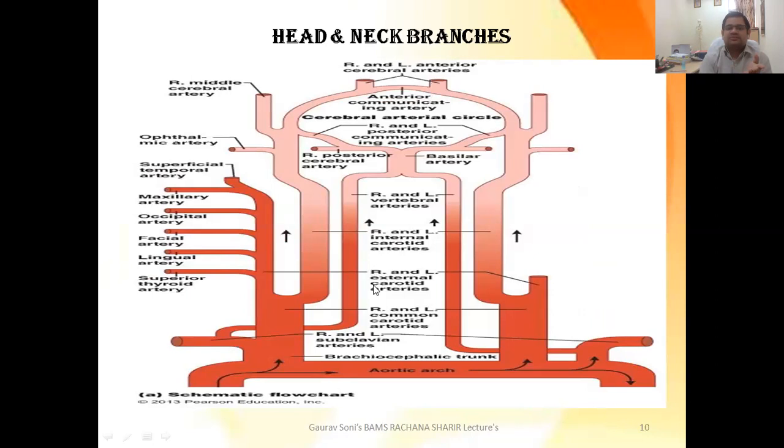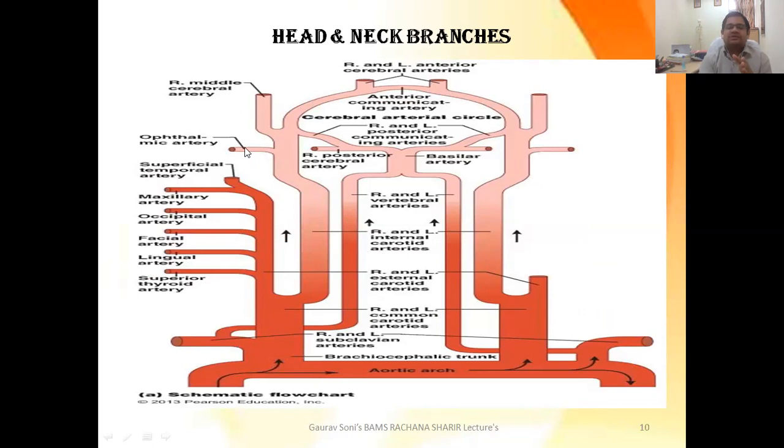The same thing is shown here, but here you can see certain branches of the external carotid described, like the superior thyroid artery, lingual artery, facial artery, occipital artery, maxillary artery, and superficial temporal artery. So these are some branches of the external carotid artery. You can see here the right and left external carotid arteries, and these two are the right and left common carotid arteries. And this inner part will be the right and left internal carotid arteries.